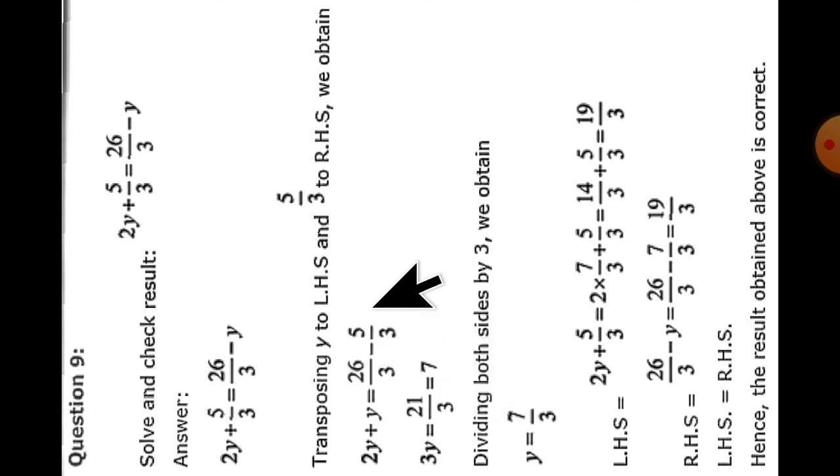26 upon 3 minus 5 upon 3 will be 26 minus 5 upon 3. So 21 upon 3, that is 7. We have to cut it, 3 1s are 3, 3 7s are 21. So it will be 7. Now 3y is equal to 7 means y is equal to 7 upon 3. We have to divide both the sides by 3. Now this y value we will put in both LHS and RHS.